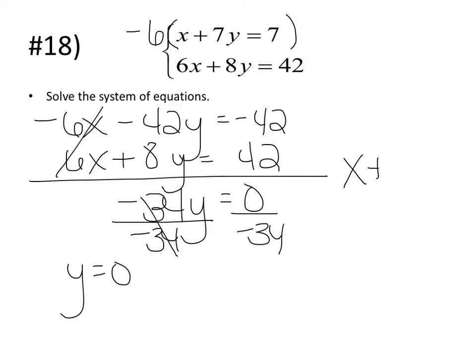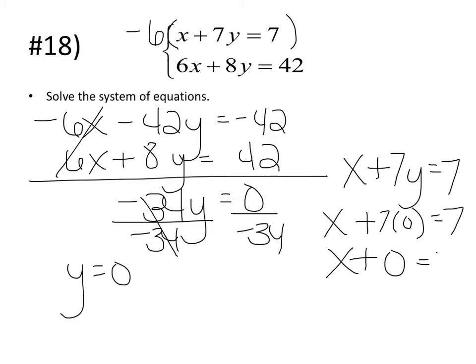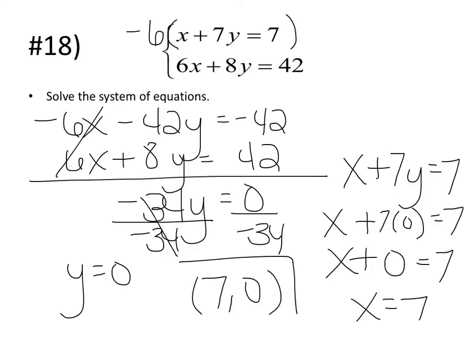Plug that into one of your equations. Doesn't matter which one. I'm going to choose the top one. So x plus 7 times 0 is equal to 7. X plus 0 is equal to 7. So x is equal to 7. So my ordered pair is 7, 0.